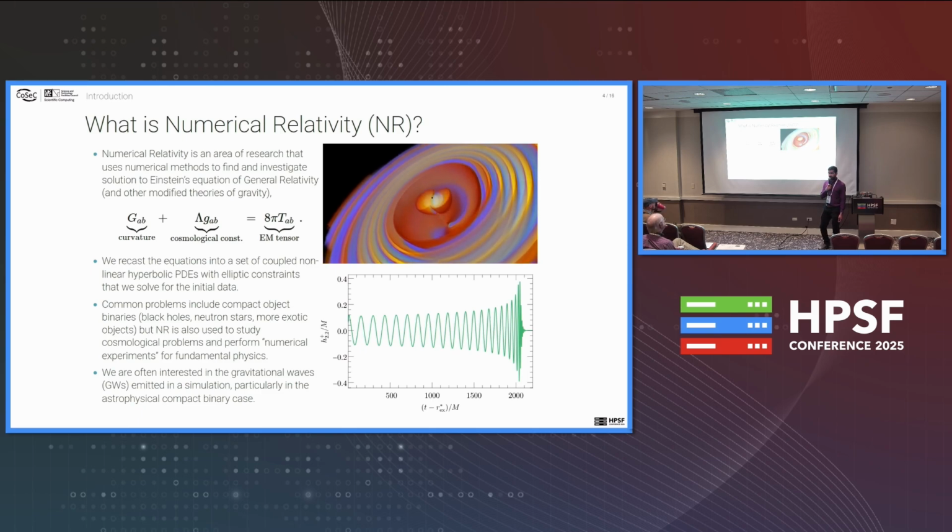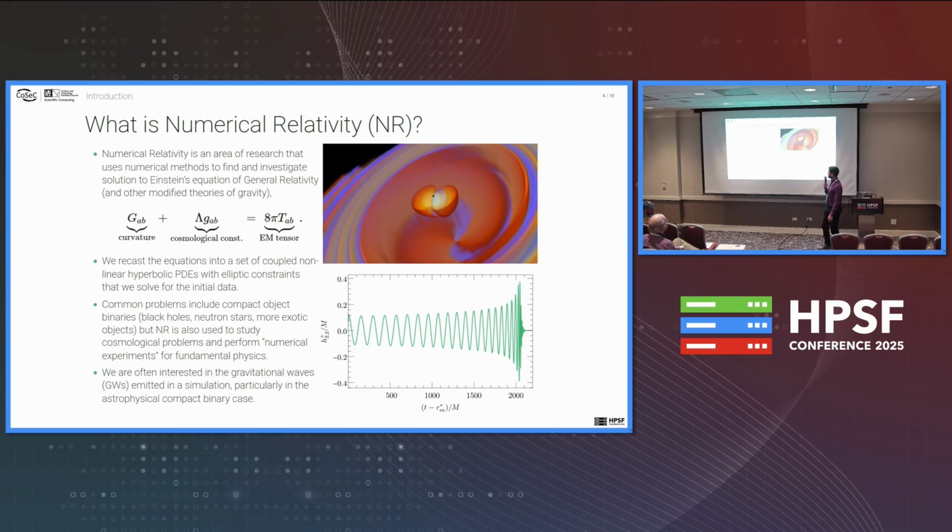So what kind of problems do we look at in numerical relativity? You can see in the video, that's a visualization of a binary black hole merger, and this is actually, I think, supposed to be a visualization of the simulation of the first binary black hole merger that the LIGO detectors detected in 2015.